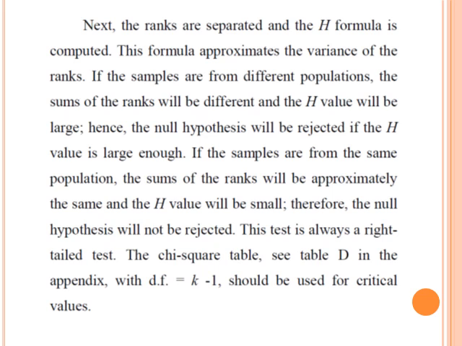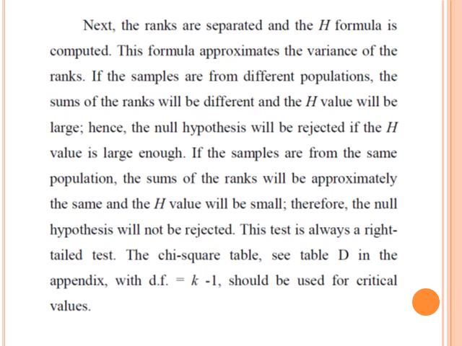The H formula is the formula for the ranks of the Kruskal-Wallis test, and it can be approximated using the variance of the ranks. If the samples are from different populations, the sums of the ranks will be different, and the H value will be large. In this case, the null hypothesis will be rejected. So we use this rule in the fourth step, which is the decision step.